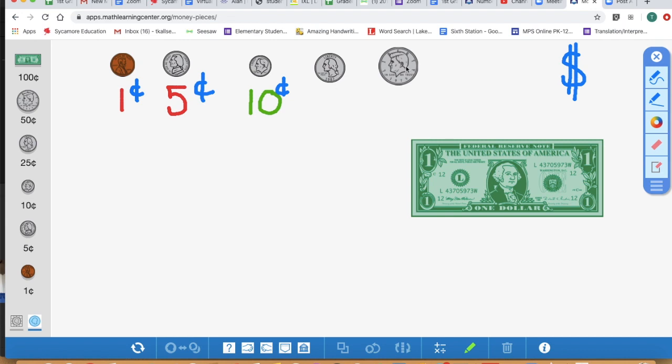The last two that we have here are a quarter. Now a quarter is worth 25 cents.